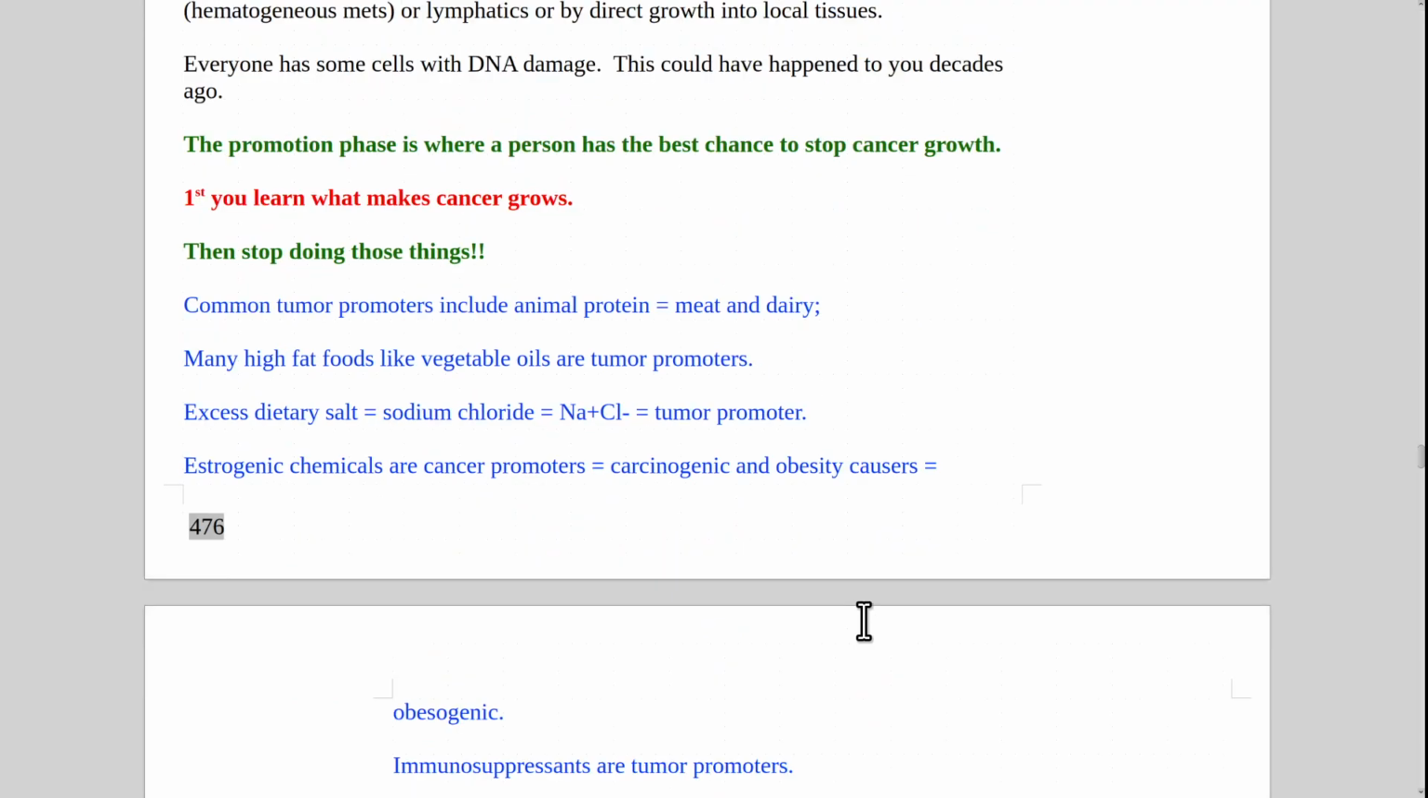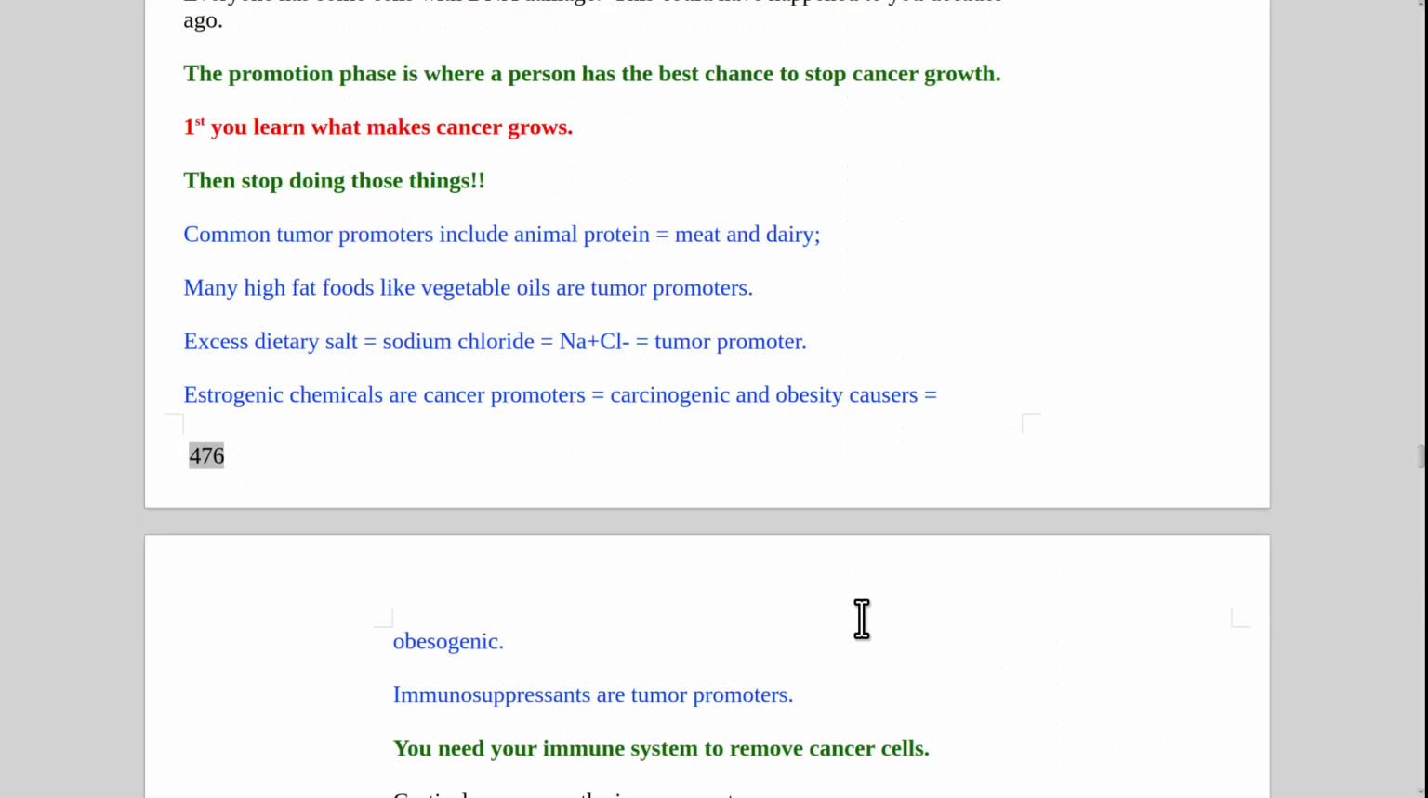So like I said, the promotion phase is your best chance to stop cancer, but you can also keep on fighting all the way to the end. A lot of people who've had metastatic cancer did all these things and had really long survival times. The most famous is Ruth Heidrich, but there's a whole bunch of other ones.